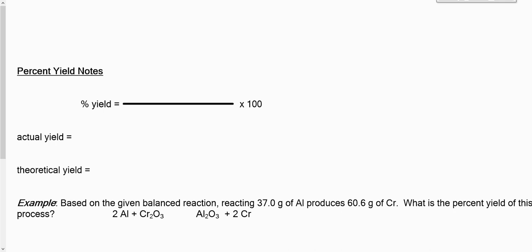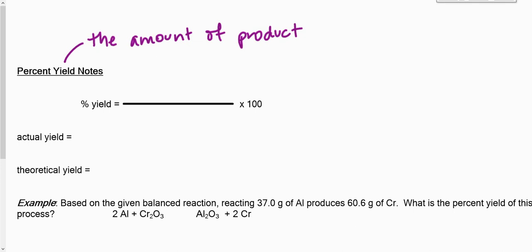This video is on how to calculate a percent yield. First, we need to make sure we know what a yield is. So yield is the amount of product that is made. So when we're going to find a percent yield, we're going to figure out what percentage of the product did we make compared to what we could have made.